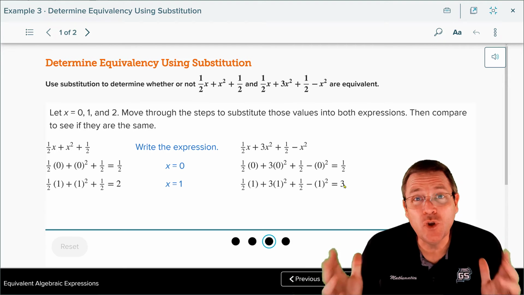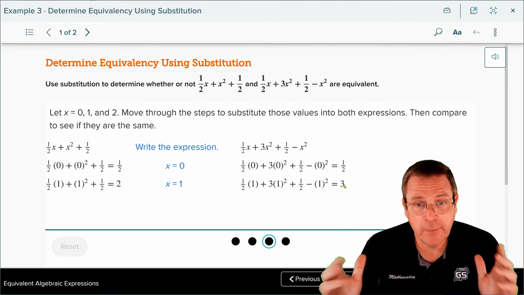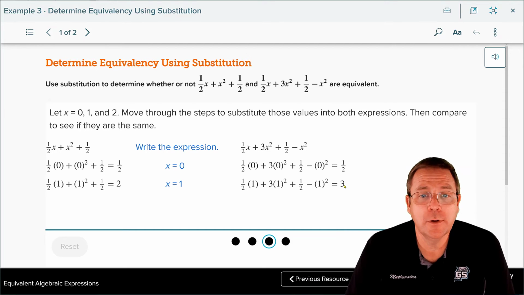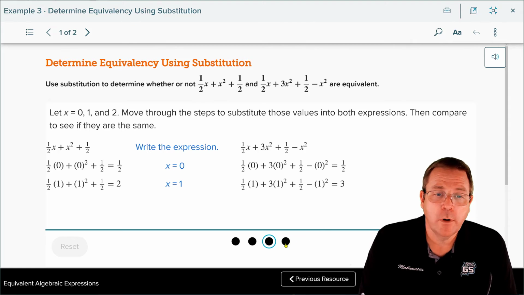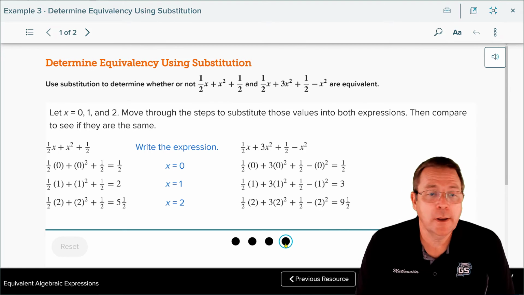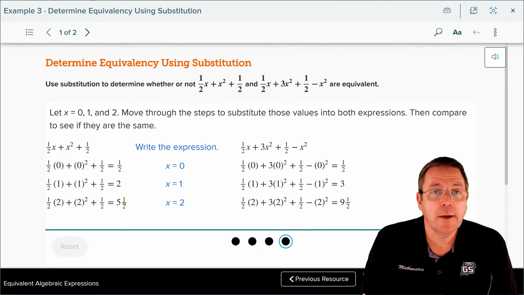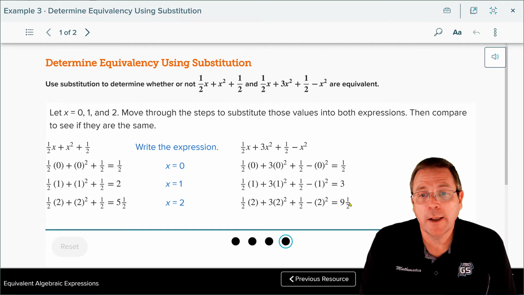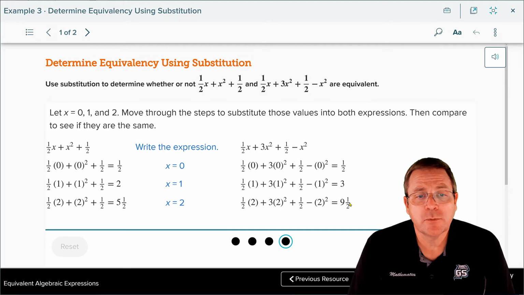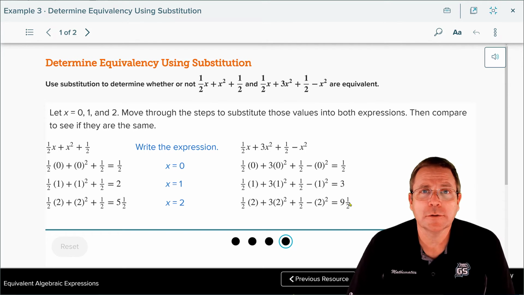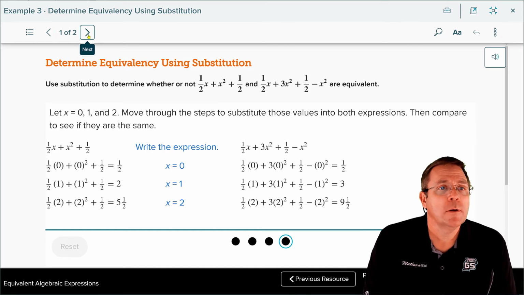At that point, you could stop, because right there you have got proof that these 2 expressions are not going to be equivalent. Let's look at one more. If they plug 2 in for x, now you've got 5 and 1/2 on the left and 9 1/2 on the right. Once again, you have got proof that these two expressions are not equivalent. There was really no reason to go on to using x equals 2 because x equals 1 already answered that question for us.